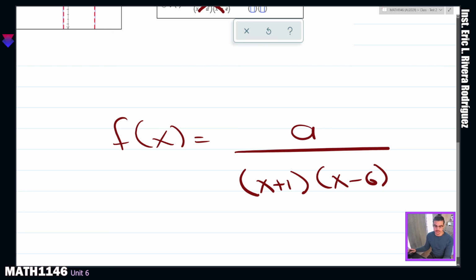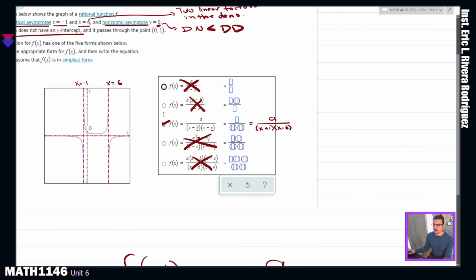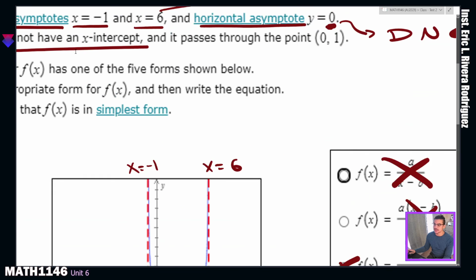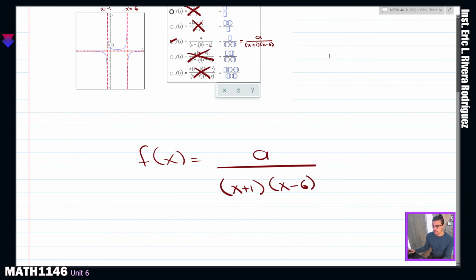This is what we have so far, and we still need to find the value for a. What else do we have here? We have that the graph passes through the point (0, 1). So it means that we have one point, 0 and 1. Okay, that's the point (0, 1).